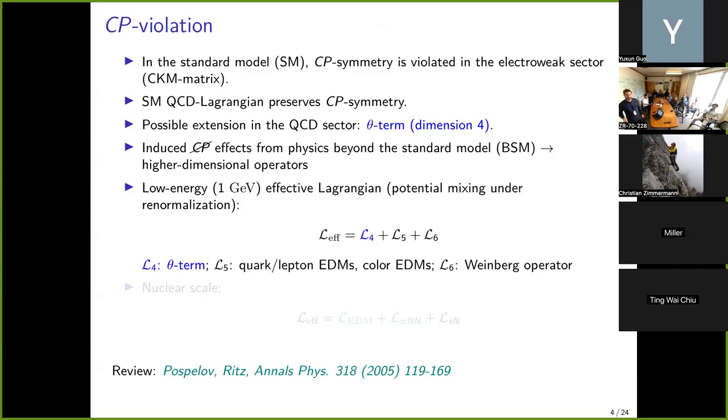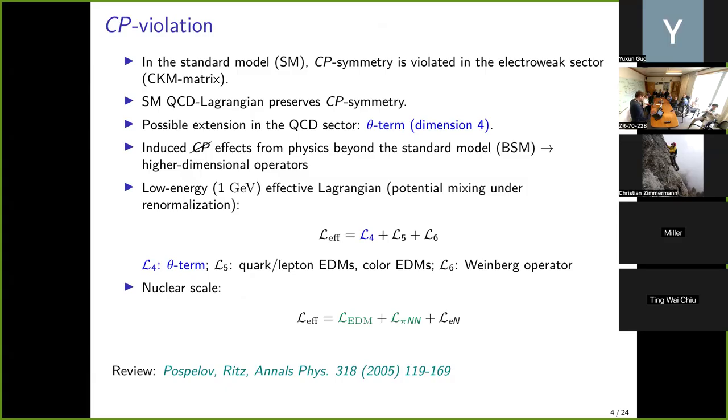So the 5-dimensional operators would be something like quark or lepton electric dipole moments, chromo-electric dipole moments, and so on. And the dimension 6 operators would be something like a Weinberg operator. We do not want to go too much into detail on that. Just want to tell you that these terms also exist. But as I said, in this talk, we will focus on the theta term.